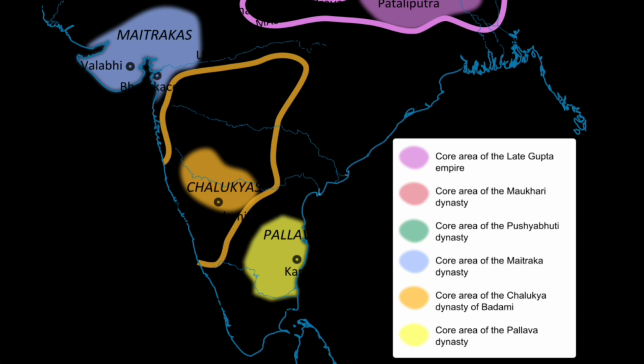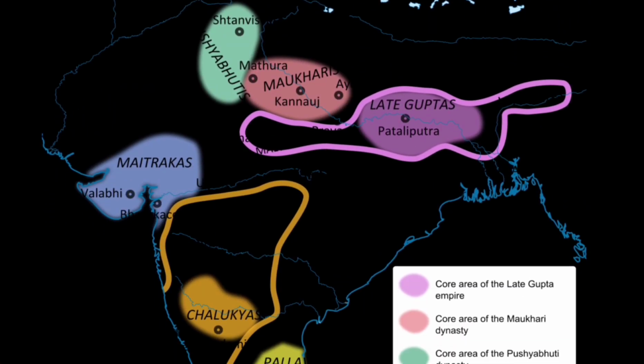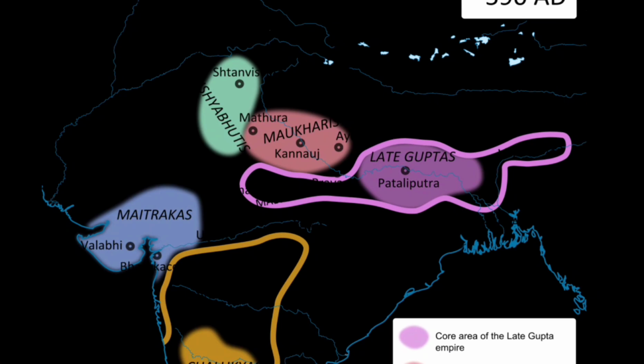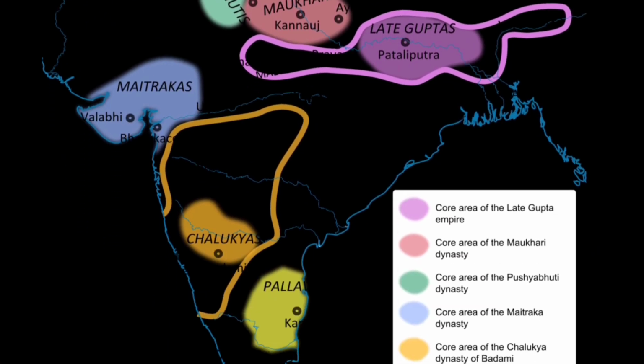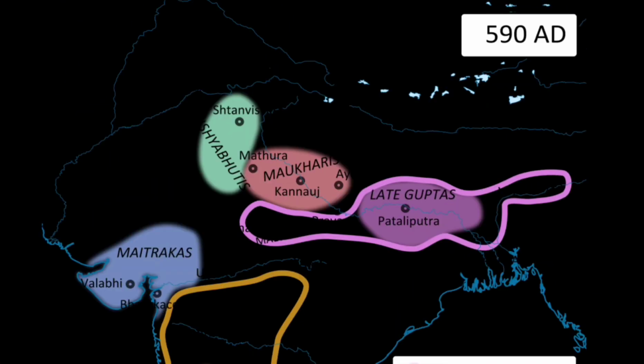You can see all the empires here in North India: late Guptas, Maukharis, Pushyabhutis, Matrakas. This is India in 590 AD, and also the southern empires. You can see the colors through which they are represented on the map. Now let's move on to some of the important kings of the Chalukya dynasty.